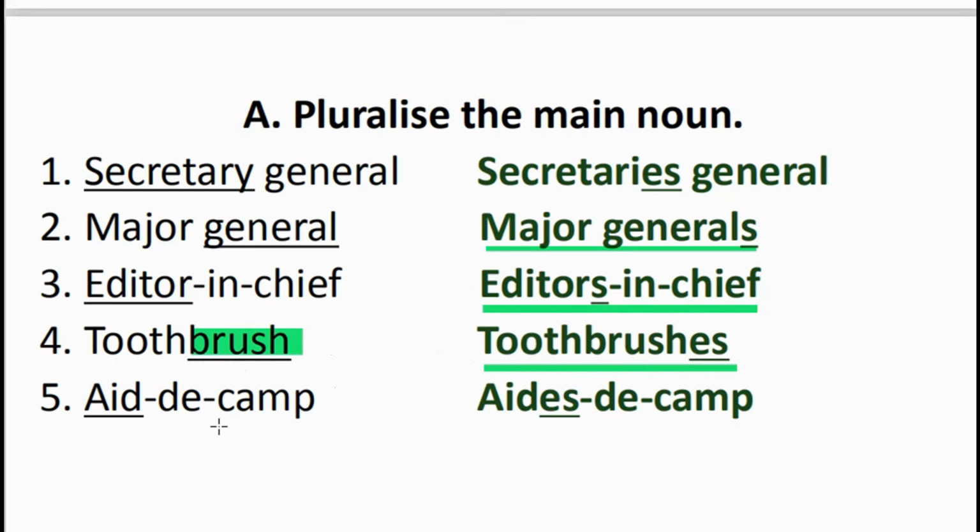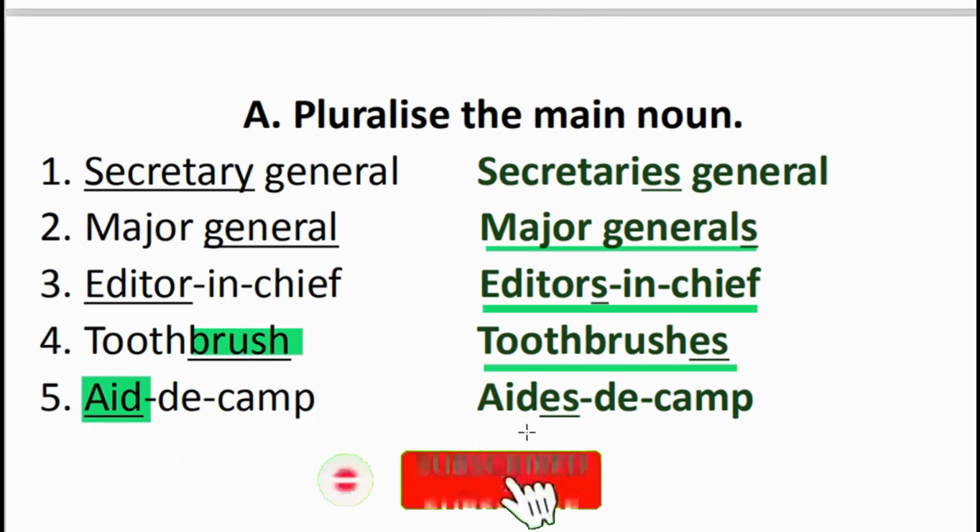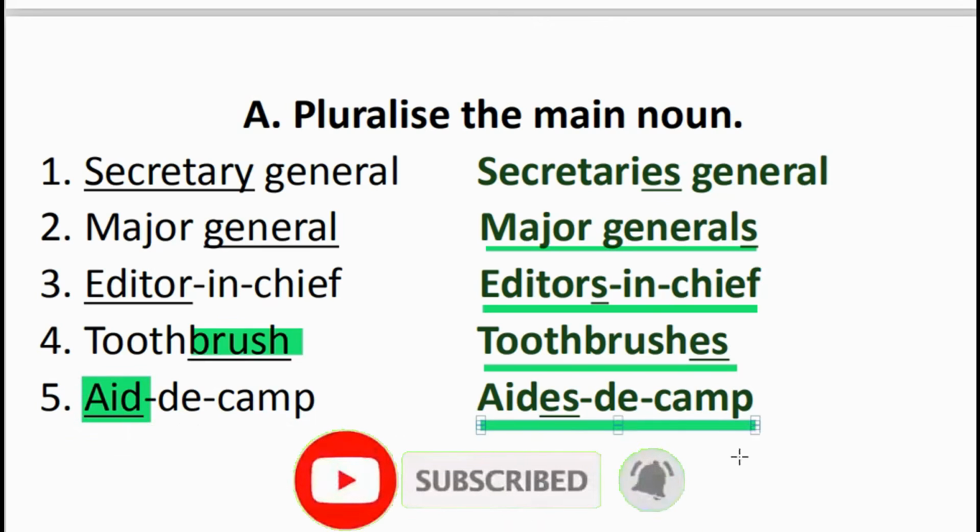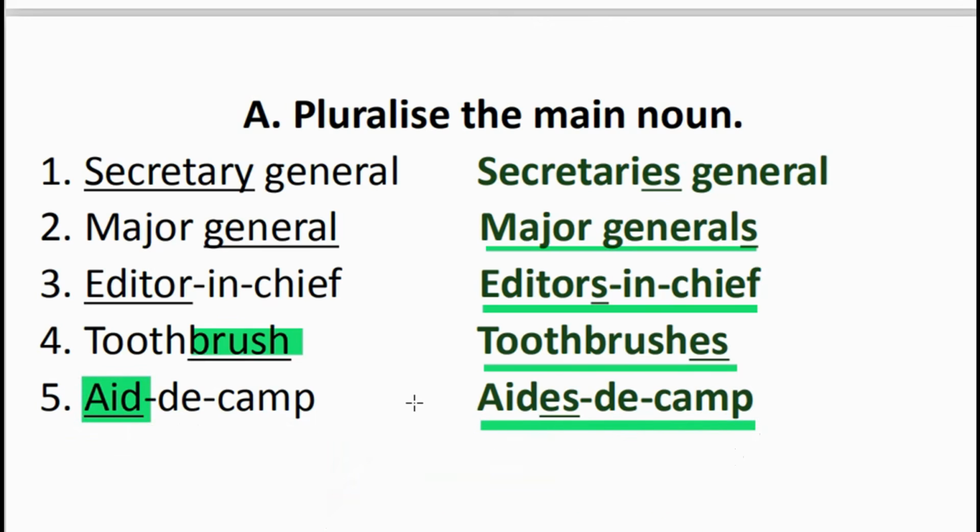Aide-de-camp. This one is from French origin. An aide-de-camp is actually an aide. Therefore, aide is the main noun. We pluralize aide. It becomes aides-de-camp. Aides-de-camp. Let's come to the next rule.